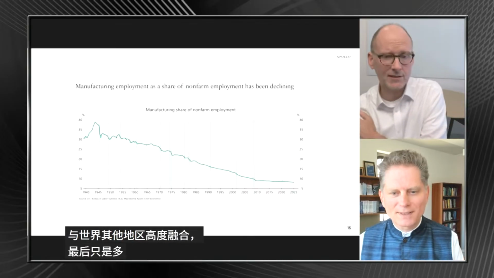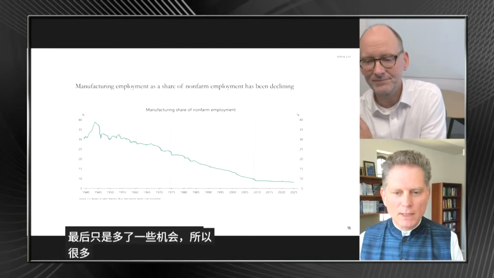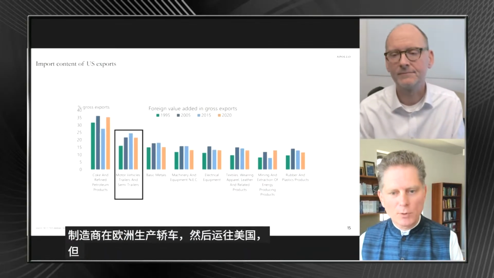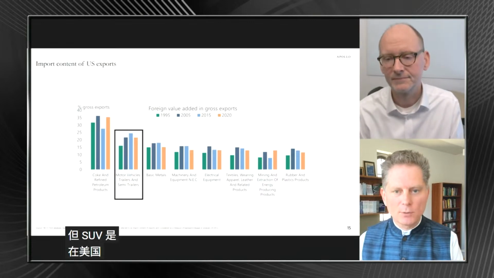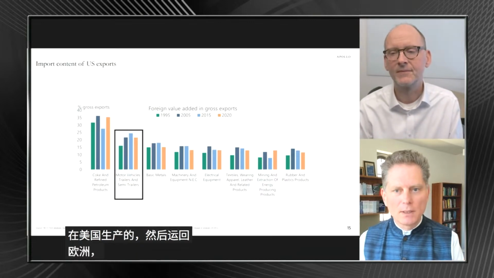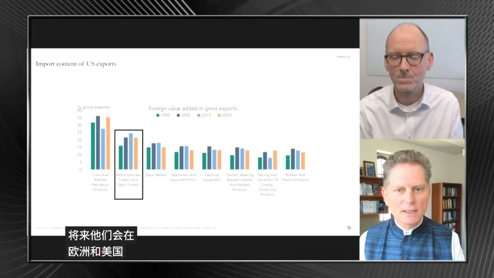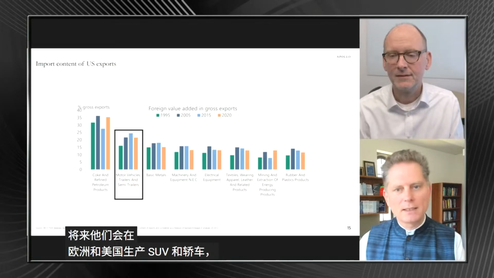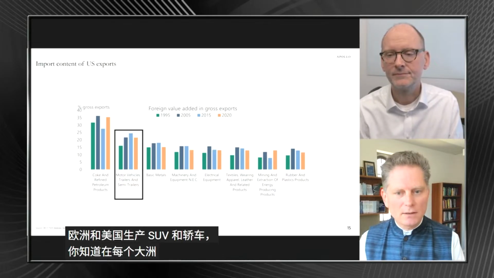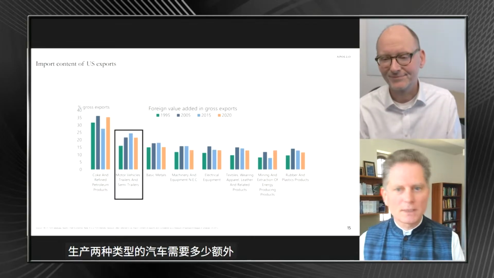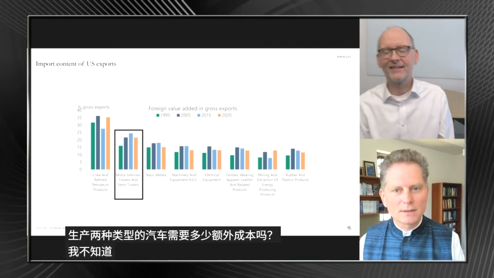And finally, just a few more charts. What happens is that a lot of German car producers produce sedans in Europe and ship them to the US, but SUVs are produced in the US and shipped back to Europe. And if, in the future, they will produce SUVs and sedans in Europe and in the United States, do you have any idea what the extra costs are to produce both types of cars on each continent?